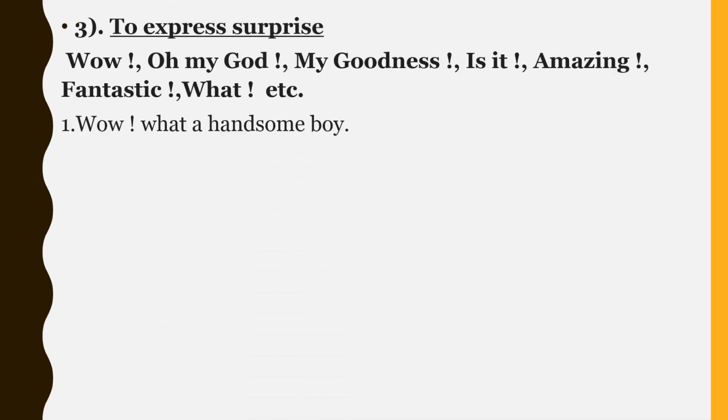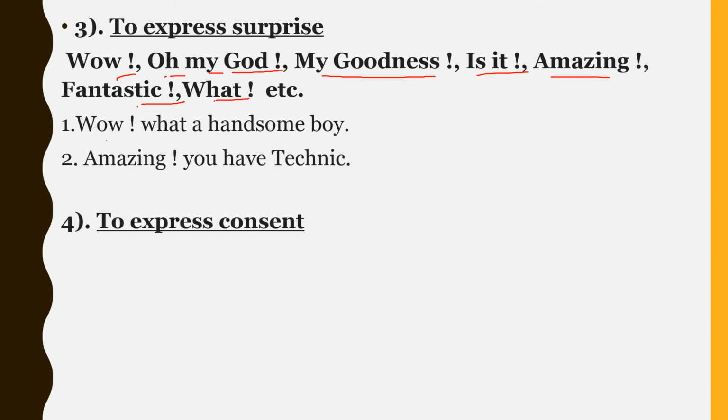Next type is to express surprise. Wow, oh my God, oh my goodness, is it amazing, fantastic, what? All these are used to express surprise. And here are two sentences also. "Wow, what a handsome boy." "Amazing, you have technique." Coming to the next type, that is to express consent. Consent means to express when we ask, request, or take permission to do something before doing anything. So that is a kind of consent.